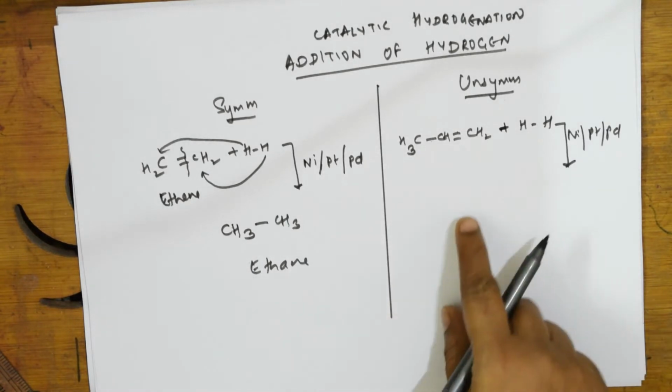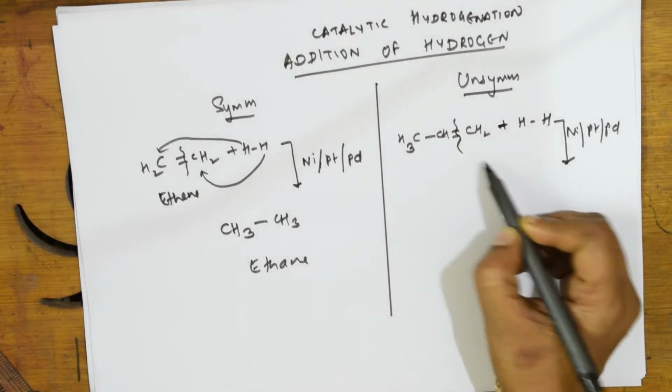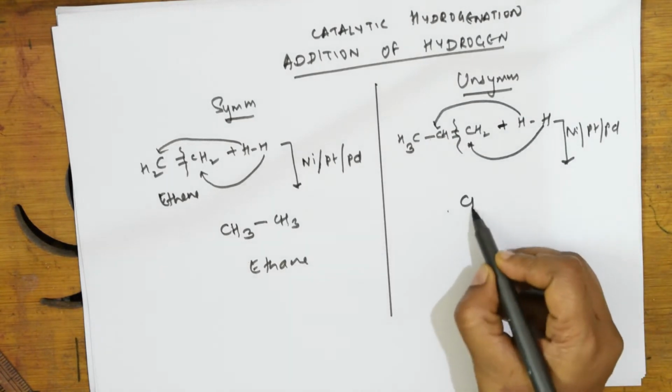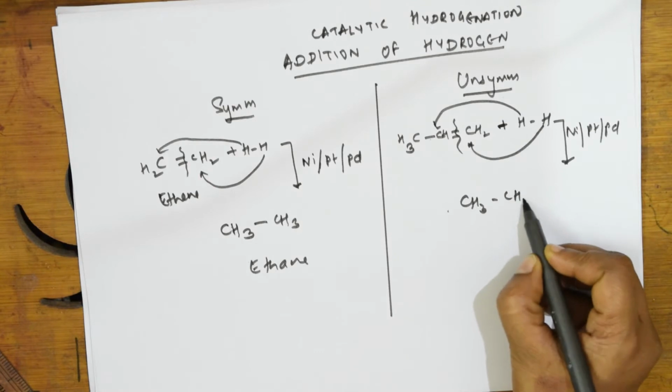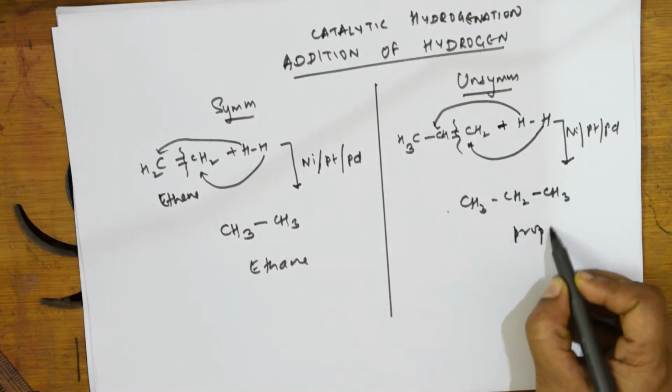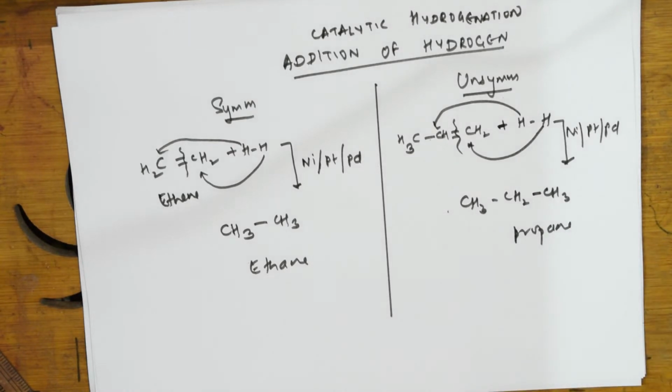So next, suppose I break here. One hydrogen will add around the double bond, one more will add here. So I get CH3 single bond CH2 single bond CH3. So this is propane. Simple. I've just added around the double bond. So this process is called catalytic hydrogenation.